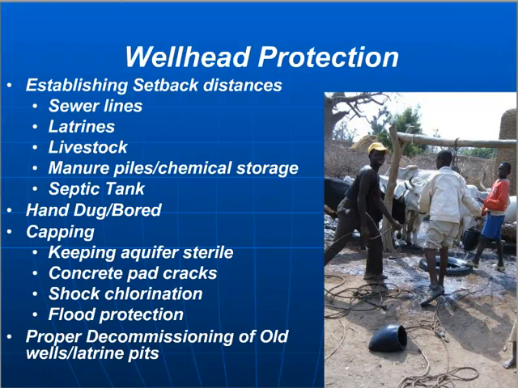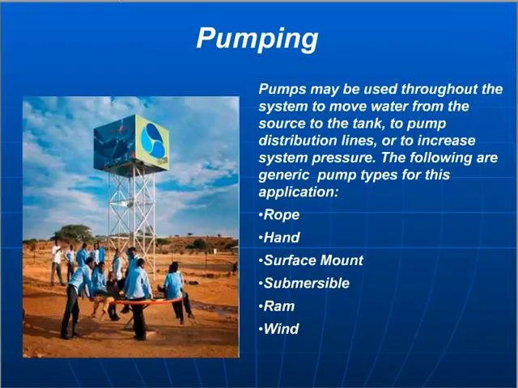A bored well is going to be better than a hand-dug well for contamination, which we already talked about. Making sure that it's capped properly so that contaminants aren't entering, you're not creating a new path of contamination into the aquifer. And then also making sure that you're properly decommissioning any old wells, which can be paths of contamination, or latrine pits, which can also be a problem, even if it's an abandoned latrine. Making sure that understanding what's in that pit and that it's not directly connecting to the aquifer is important.